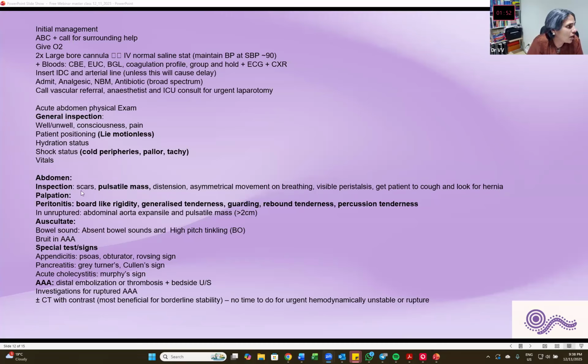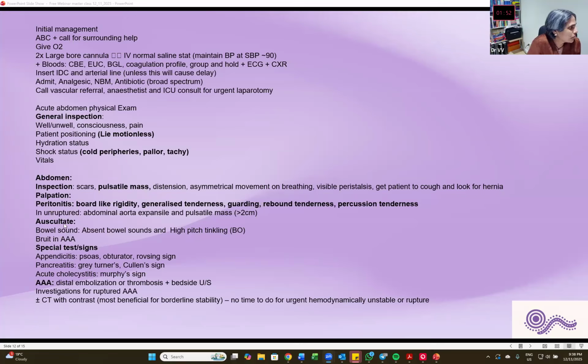In the abdomen, I'm only interested in if there's any scars because I want to know if there's any previous surgery. Is there any pulsatile mass? Because this is most likely a AAA. Is there a distension? Asymmetrical movement of breathing. Peristalsis that I can see. I can ask the patient to cough just quickly to see a hernia. On palpation, I want to know if there's a peritonitis, board-like rigidity, a generalized tenderness, guarding, rebound tenderness, percussion tenderness.